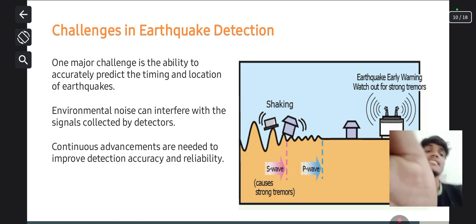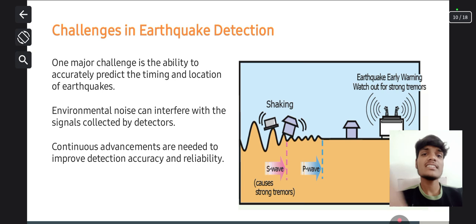What are the challenges in earthquake detection? There are some major challenges in earthquake detection. One major challenge is the ability to accurately predict the timing and location of earthquakes. Environmental noise can interfere with the signals collected by the detectors. Continuous advancements are needed to improve detection accuracy and reliability.